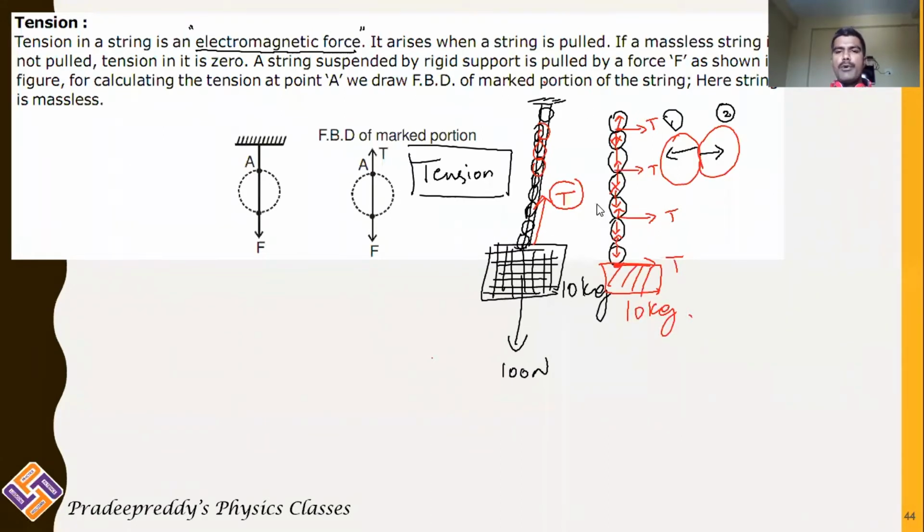the force which is responsible for tension is electromagnetic force. Because of electromagnetic force acting between the atoms in a solid, there arises tension in the string when there is an external force pulling any part of the string, resulting in tension.